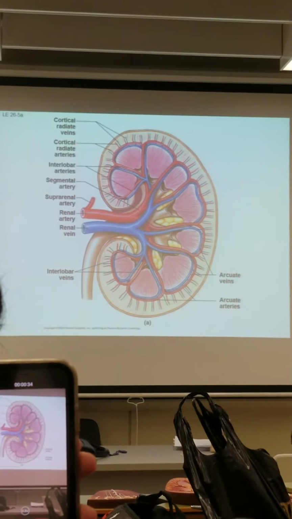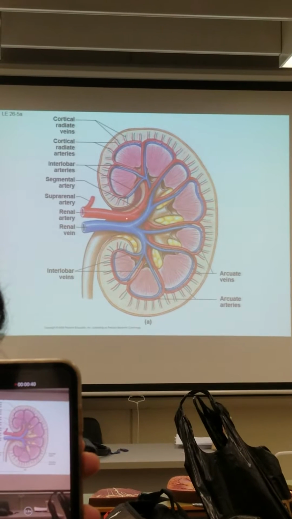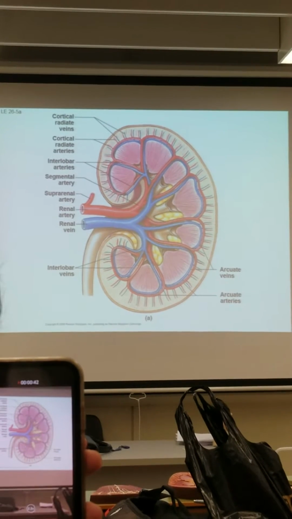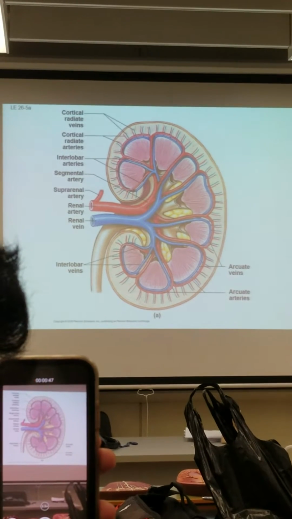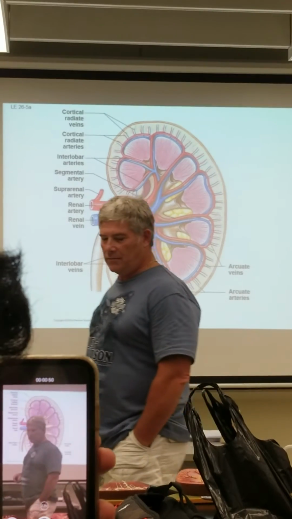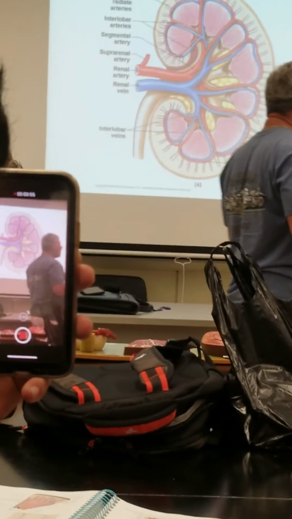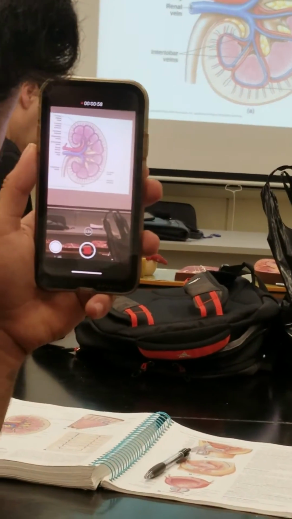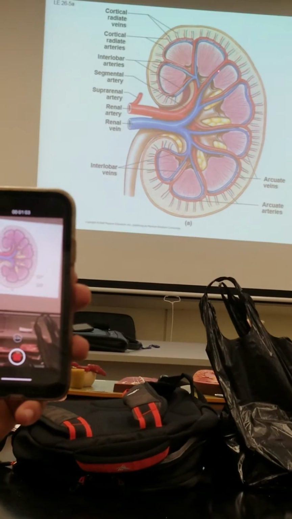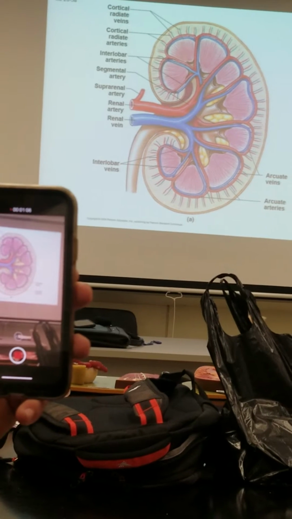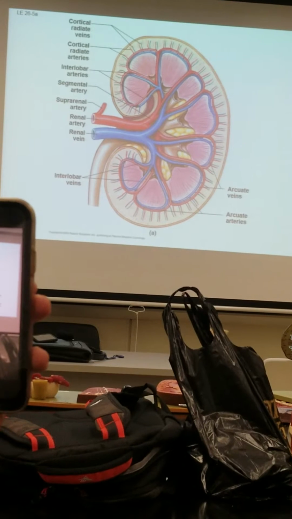So guys, first blood vessel coming in is our renal artery. Okay? Renal artery. Renal artery, guys, will then bifurcate into the segmental arteries. Now, segmental arteries, guys, are going to now separate and go through the lobes. So they will now become the interlobar artery. Okay? Everybody go with that?